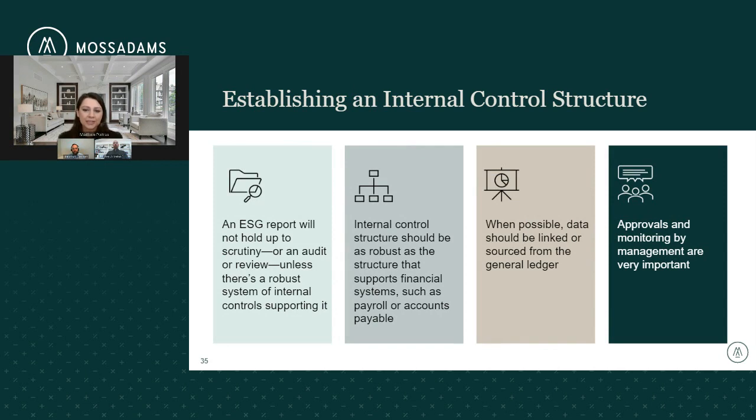When you establish an ESG reporting cycle, you should be establishing and supporting an internal control environment at the same time to ensure that your ESG reporting holds up to scrutiny or an examination or review. The same principles that you apply to your financial internal controls apply here. So we are looking for controls over the completeness and accuracy of the ESG data being used, appropriate levels of review and approval of that data that is being reported, and when possible, linking ESG data back to the general ledger and ensuring consistency in the data you're reporting across all locations as it shows up in your financials and your ESG report.